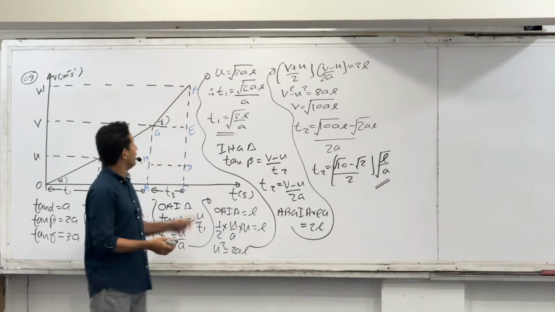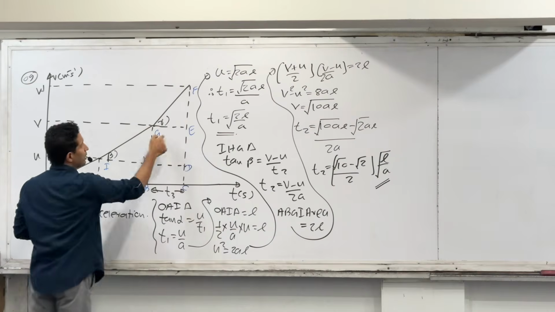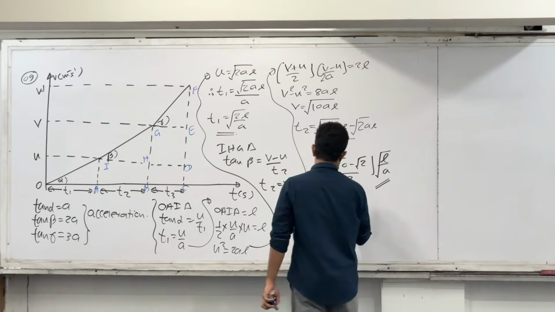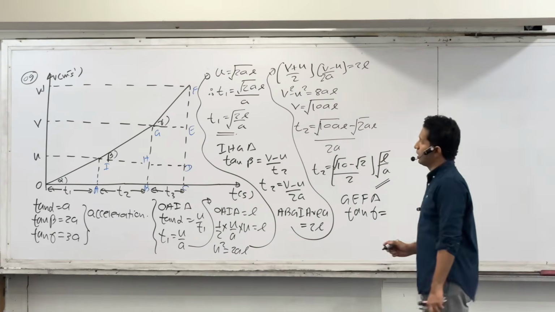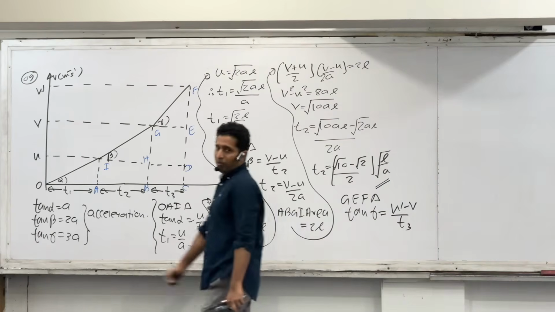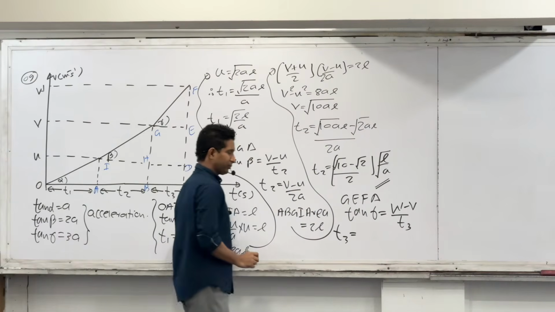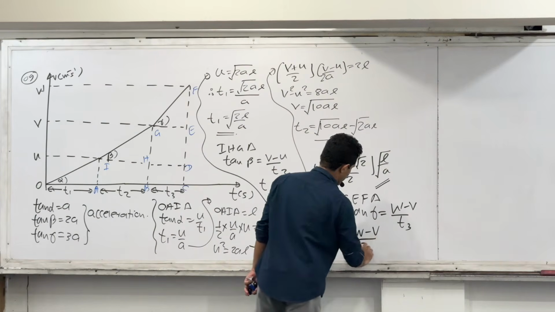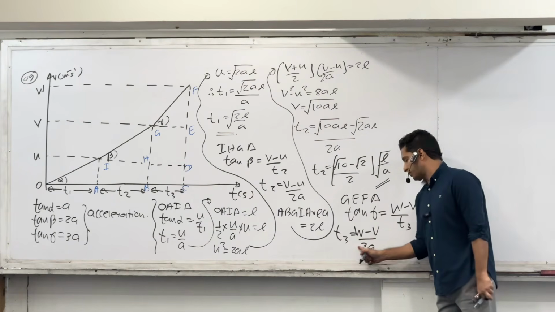Then we can come to this. Now we make a GEF triangle. From the GEF triangle, tan gamma equals W minus V divided by T3. Now what is T3? Tan gamma was 3A, therefore T3 equals W minus V over 3A.